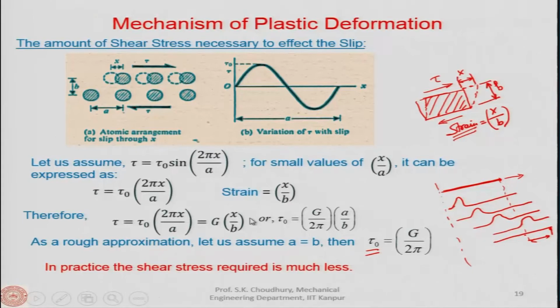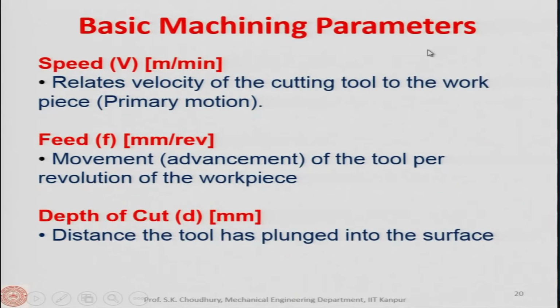Okay. Now, let us come back to the basic machining parameters. As we all know, and I also told earlier, the basic machining parameters are speed, feed and depth of cut. Speed is normally taken in meters per minute; it relates the velocity of the cutting tool to the workpiece, that is the primary motion. The primary motion, that is the cutting speed, I narrated earlier: in case of turning, for example, the workpiece rotates and the tool is given the feed.